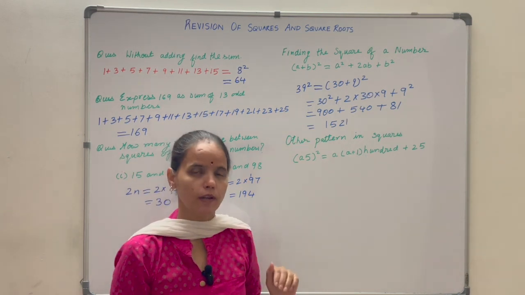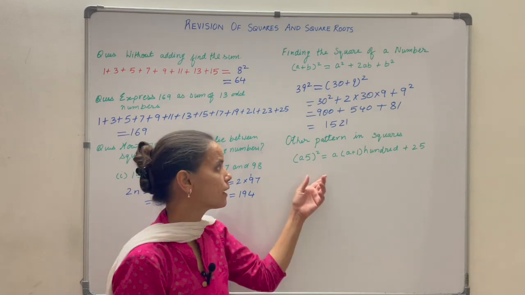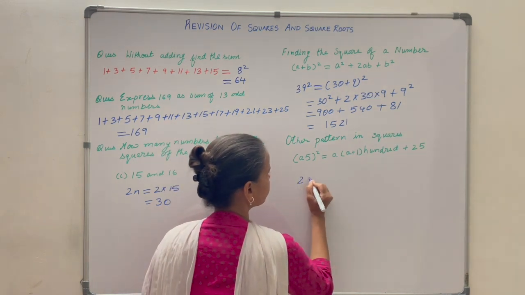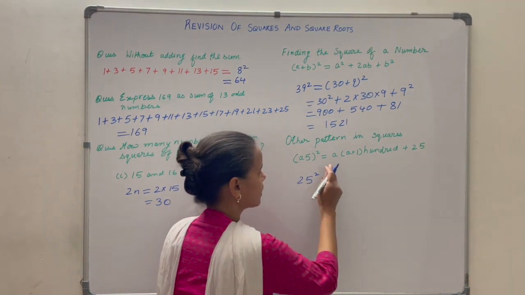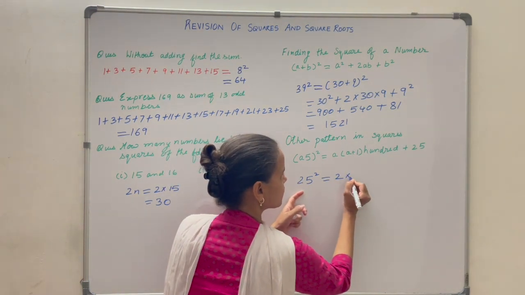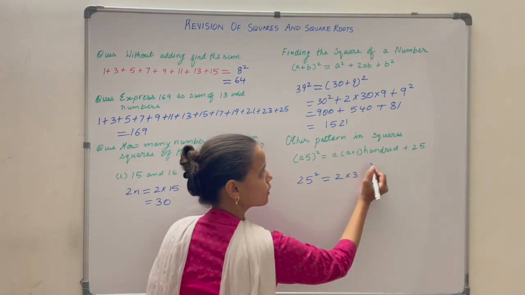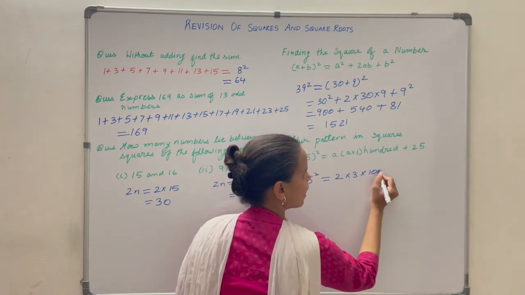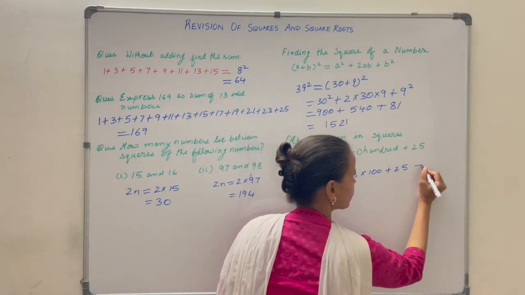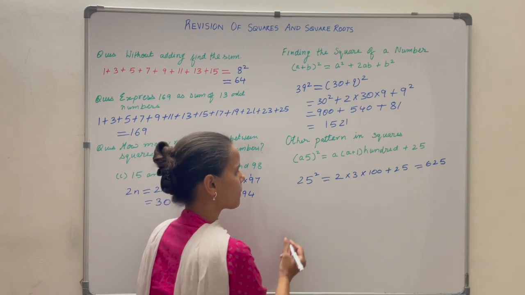Other patterns in squares. If you have to find out the squares of the numbers which have 5 in the units place, then we are going to use this formula. Let us understand how to find out 25 square. Here a is 2, so you will write down 2 into (a plus 1), that is 2 into 3. Then into 100 plus 25. So this is 600 plus 25, which is 625.